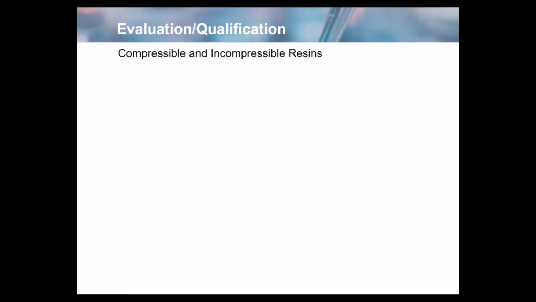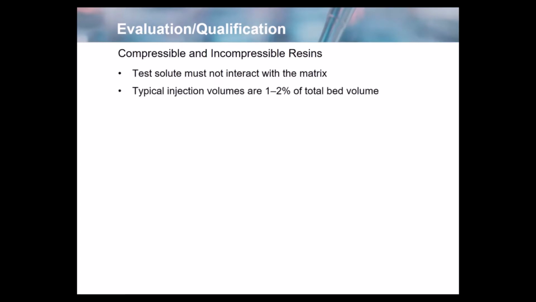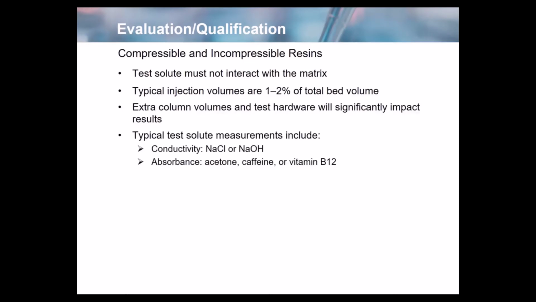So now that you've got the column packed, you need to evaluate it to make sure that it's suitable for use in your process. So we're going to talk now about things which are common to compressible and incompressible resins. The test solute must not interact with the matrix. Typical injection volumes are 1 to 2% of the total bed volume. Very importantly, extra column volumes in the test hardware will significantly impact results. It's very important to minimize the extra column volumes to get the best HETP and asymmetry results that you can.